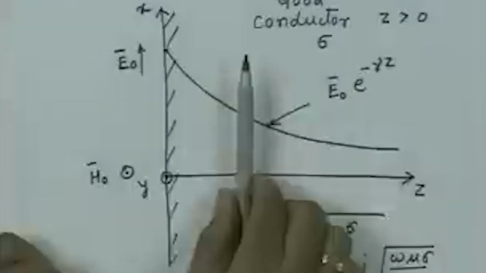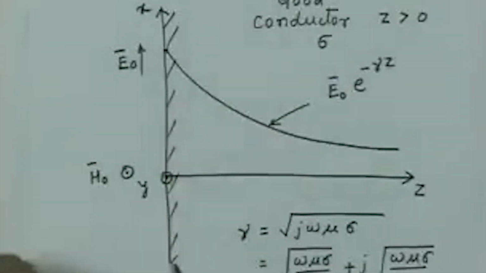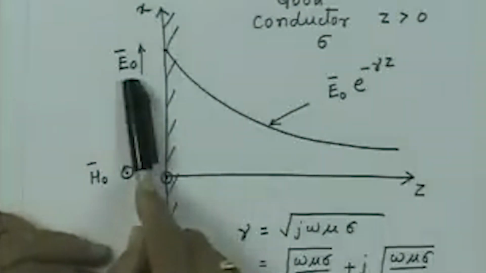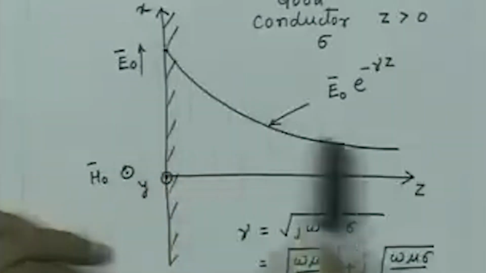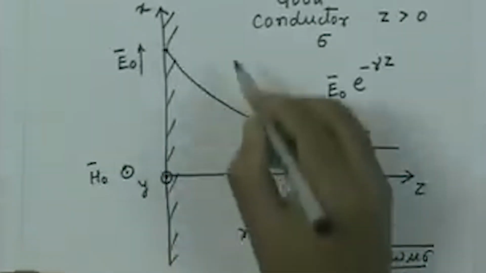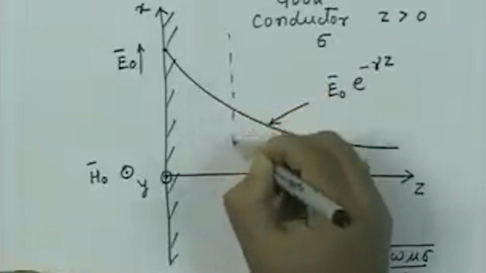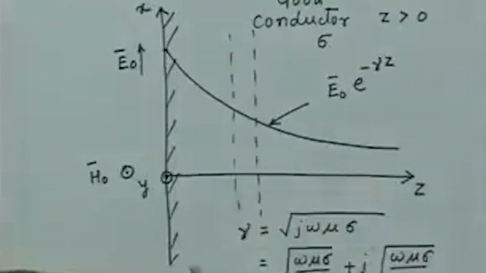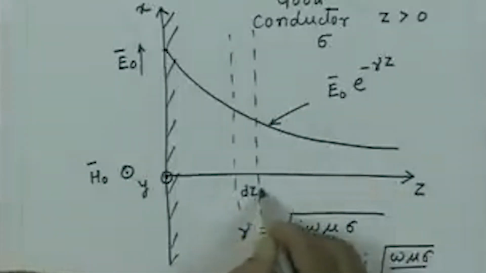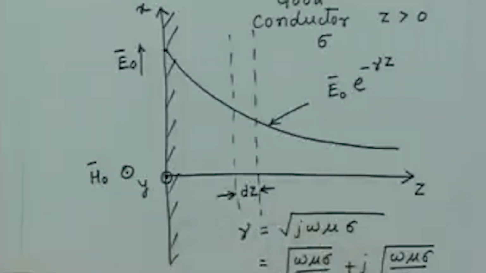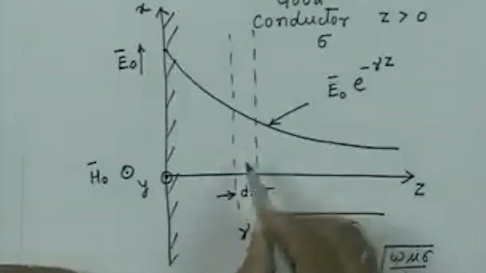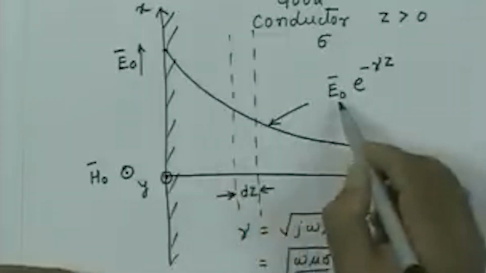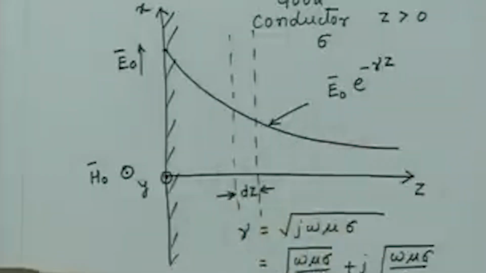Now since this law is very well defined and the current now is flowing this way, in the direction of the electric field, we have a conduction current density which is sigma times E naught, varying exponentially as we go deeper inside the conductor. So what we can do is take a thin sheet here which has a depth of dz, and the conduction current density in this will be sigma times E0 e to the power minus gamma z.